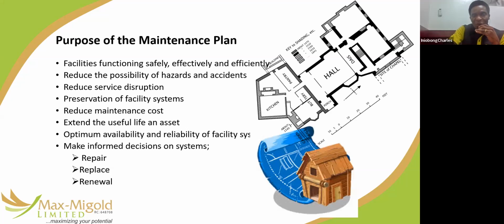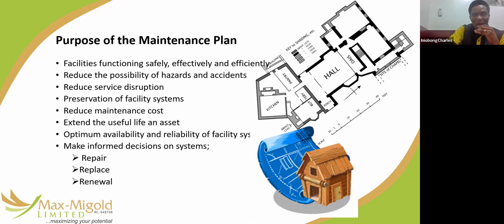Extend the useful life of an asset. A proper maintenance plan extends the useful life of an asset. We said here the other day that maintenance is not aimed at extending the lifespan of an asset, but the useful life of an asset. If you don't maintain your asset very well, it will die before the useful life.